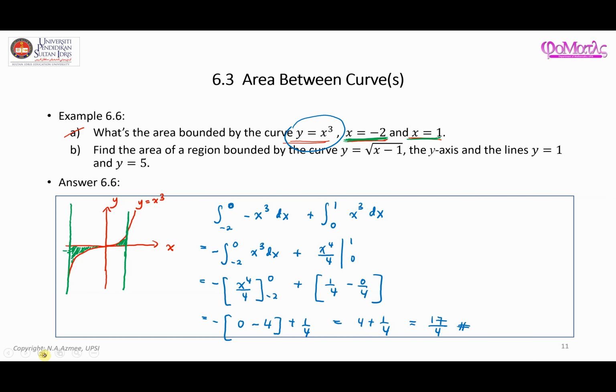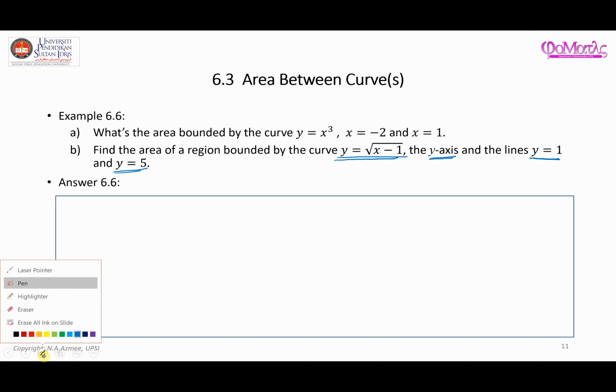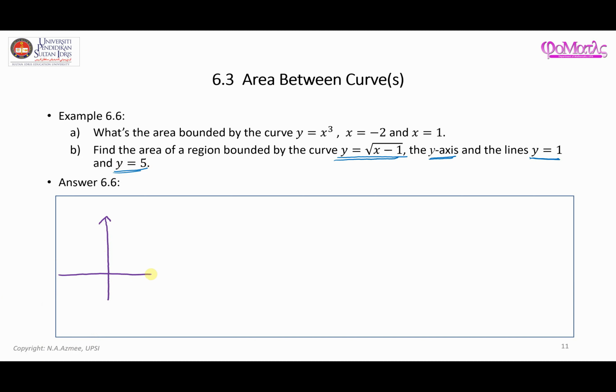Okay, next we are going to find the area of a region bounded by this curve, the y-axis, and the lines y equals to 1 and y equals to 5. So let us start by sketching the area. So if this is the axis, so this is x and this is y, so y is equal to square root of x minus 1.